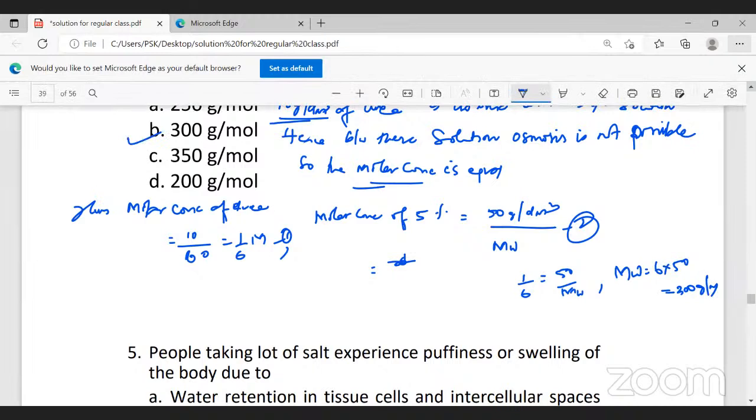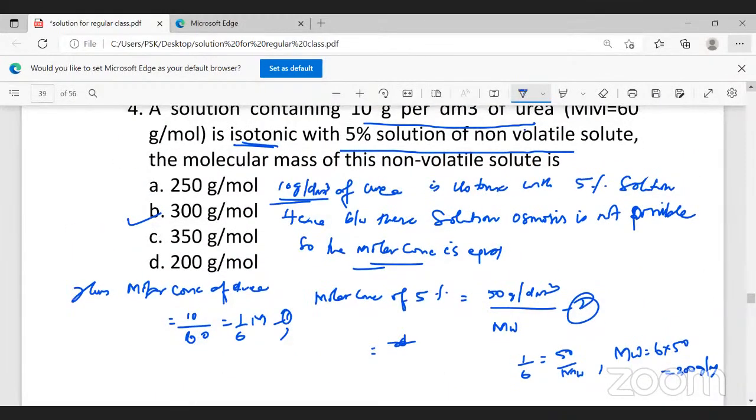Did you understand this question? Did you follow us? It's an isotonic solution. Since this is an isotonic solution, there is no osmosis. So the concentration of both the solutions should be the same. Based on that idea, we calculated the concentration of urea to be 1 by 6 molar. Concentration of 5% is 50 gram per decimeter cube divided by molecular mass. It's not 5 by molecular mass; if you take 5, it goes wrong, because here they've given 10 gram per decimeter cube. So 5% you have to convert into a liter, so it becomes 50 grams per decimeter cube. Did you follow this?